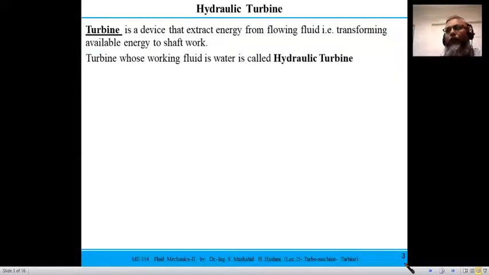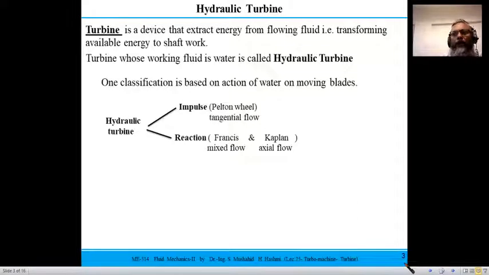So if your working fluid of the turbine is water, then such a special class of turbines are called hydraulic turbines. As you know, if the working fluid is steam, then it is called steam turbines. If your working fluid is gas, then it is called gas turbines.